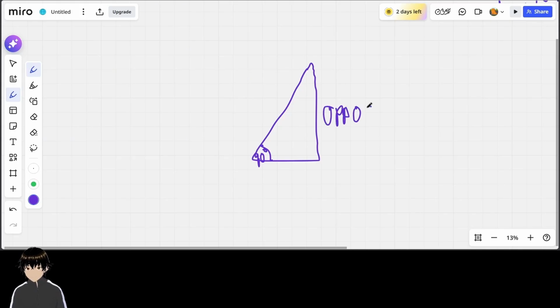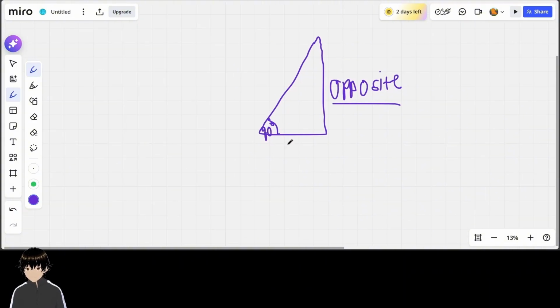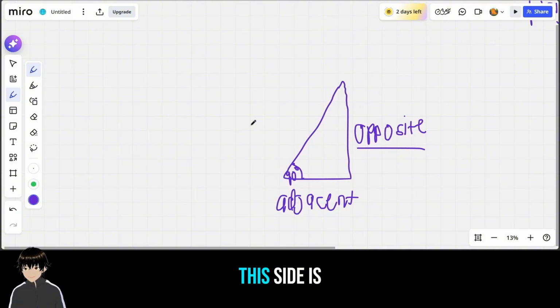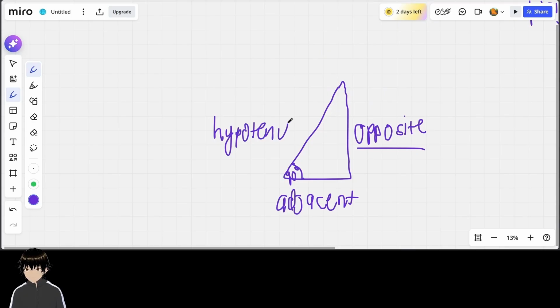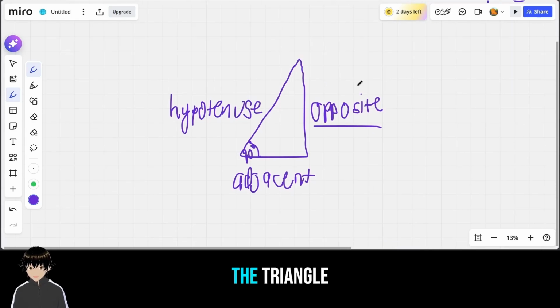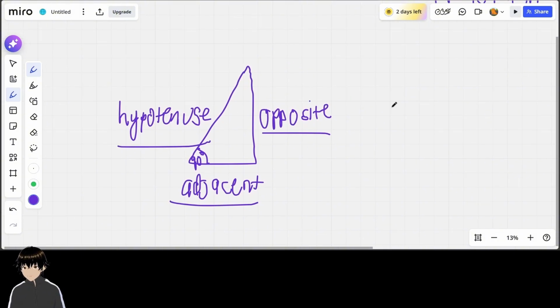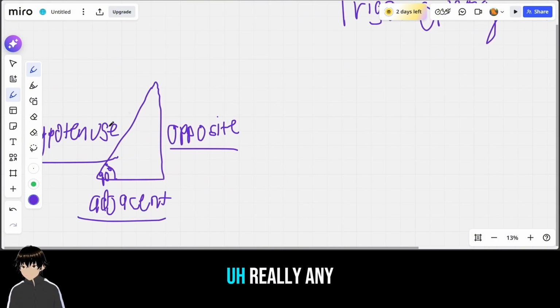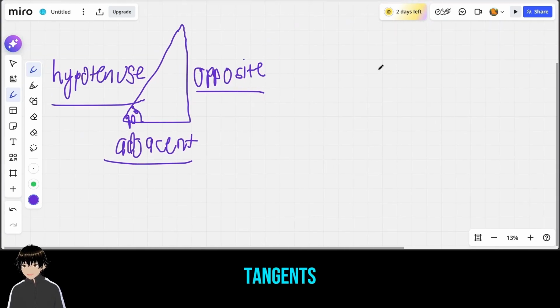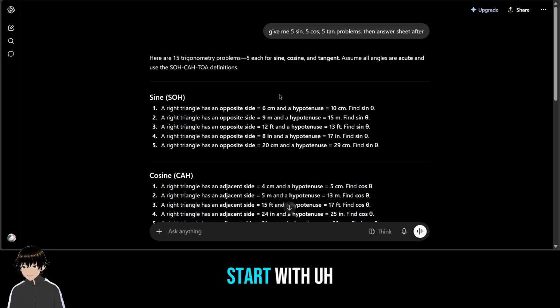This side of the triangle is going to be the opposite side. This side is the adjacent side. This side is going to be the hypotenuse. So you need to remember this before we start solving any problems relating to sines, cosines, and tangents. So let's first start with sine problems.